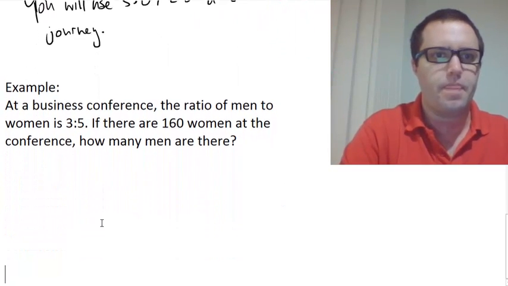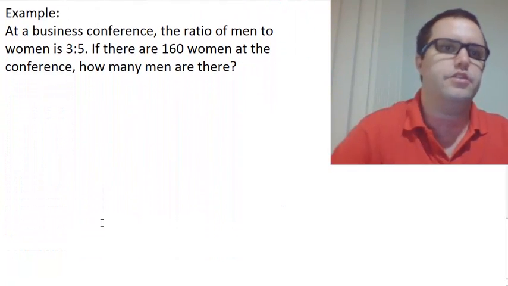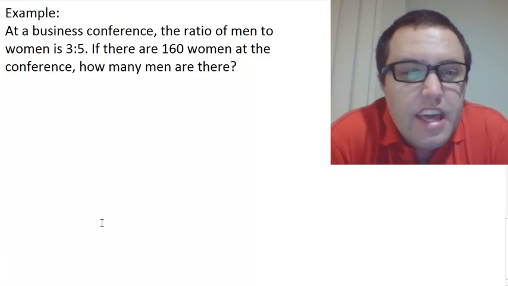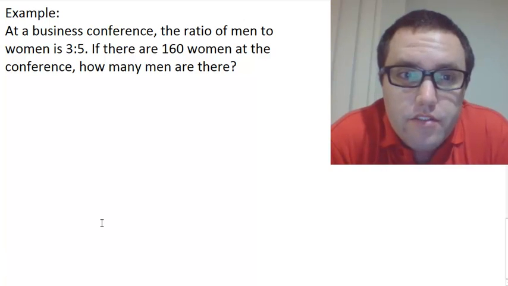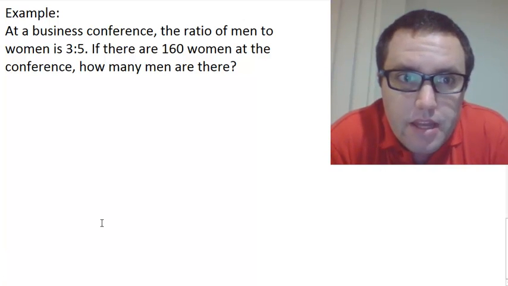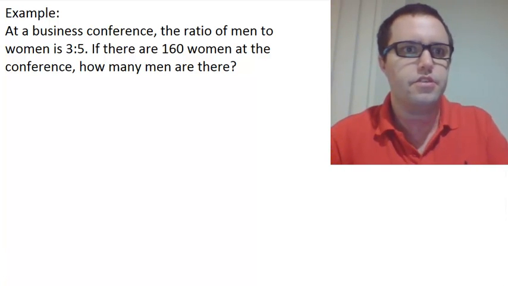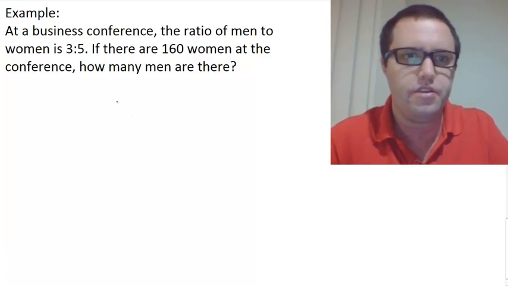Right, here's another one using unitary method. At a business conference, the ratio of men to women is 3 to 5. If there are 160 women at the conference, how many men are there? Right, so solving ratio using unitary method.